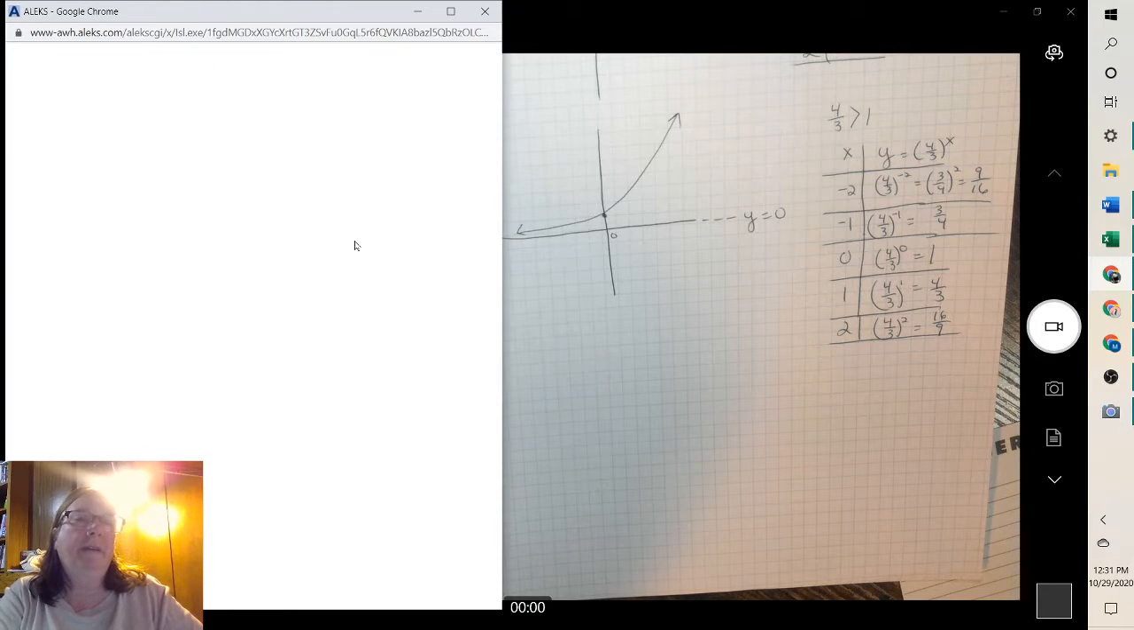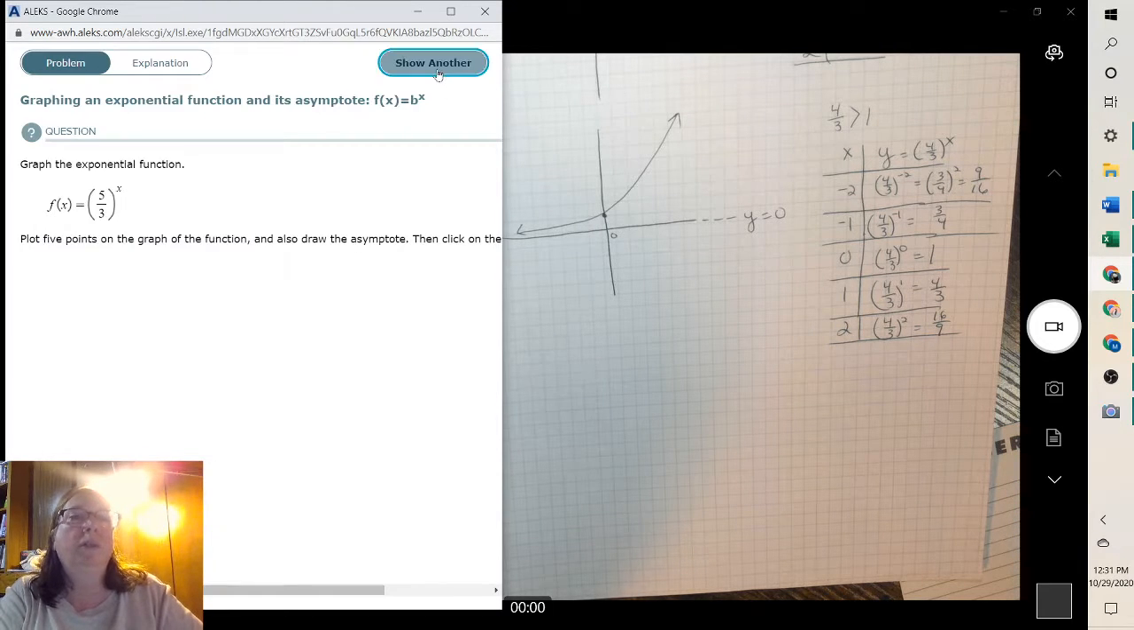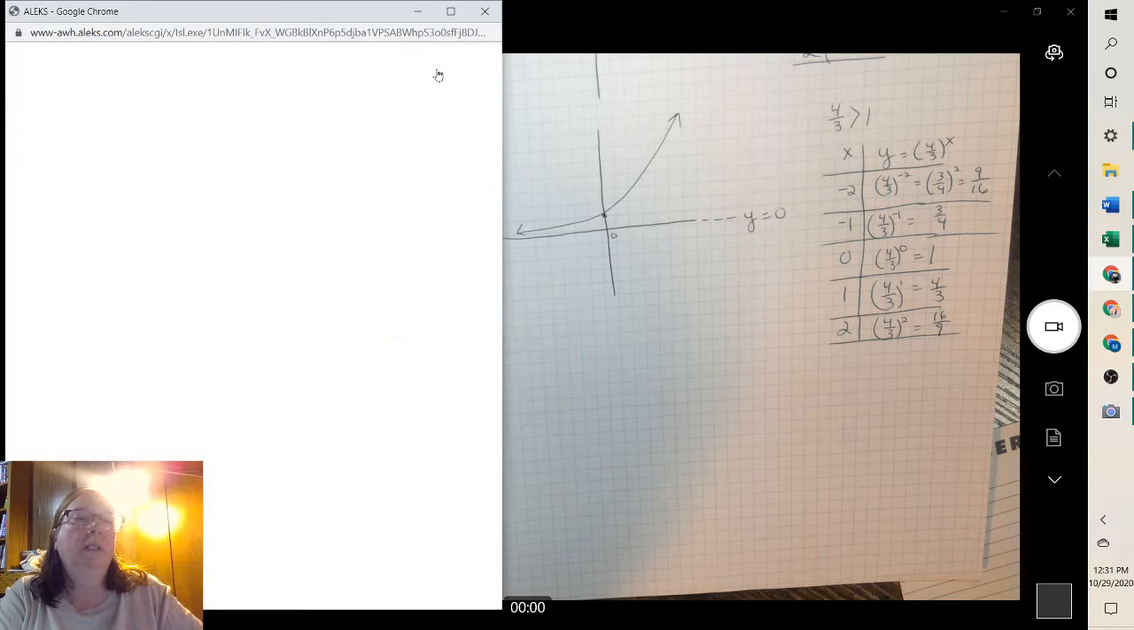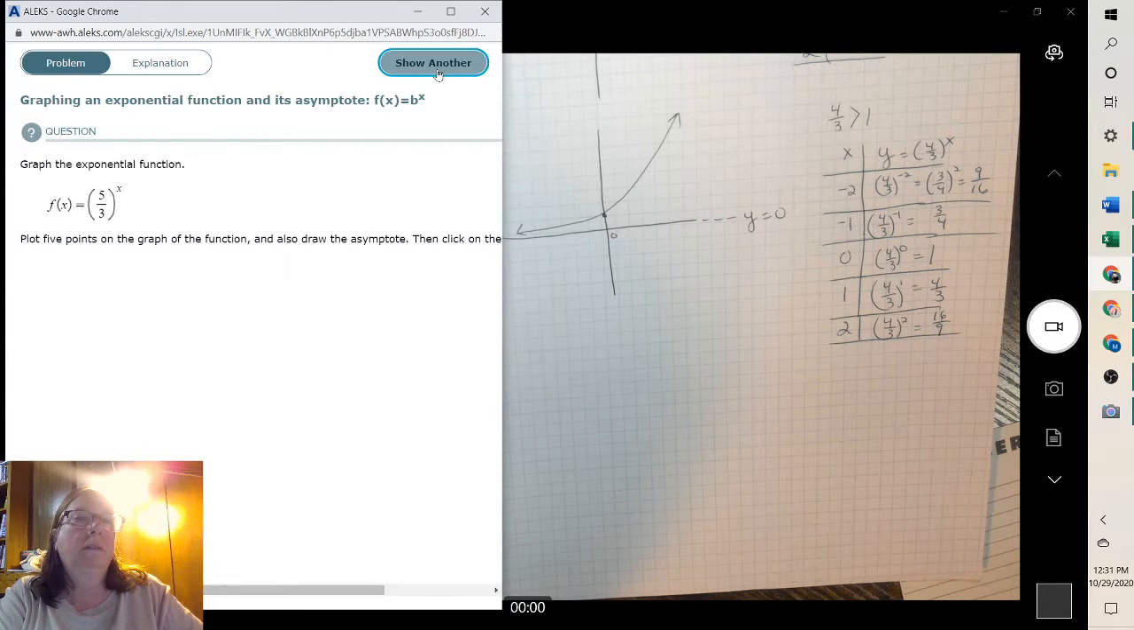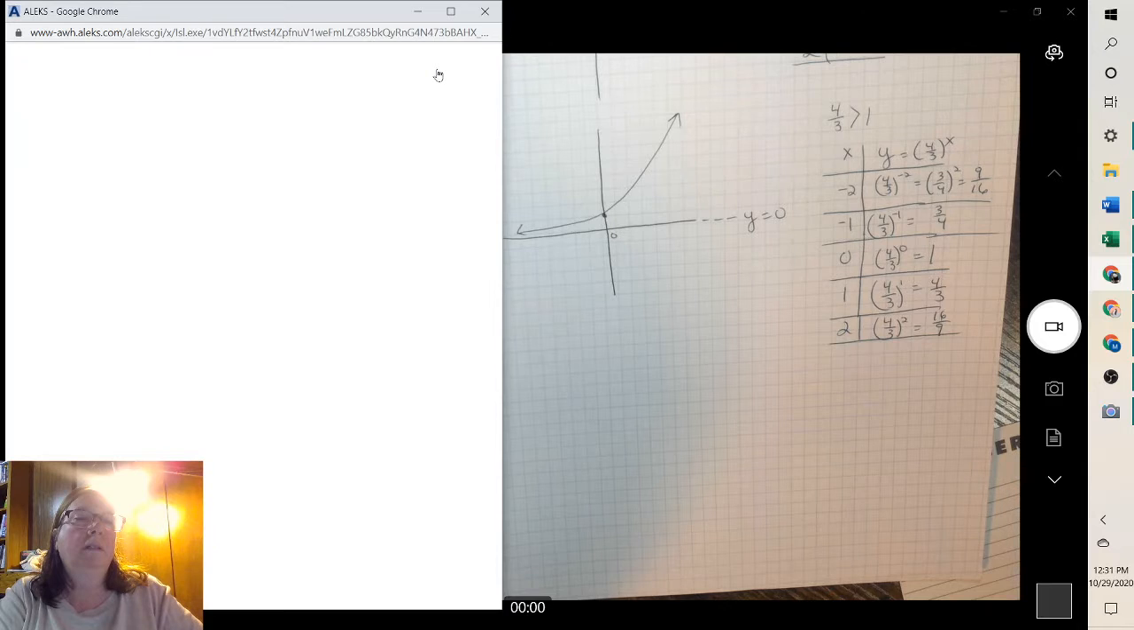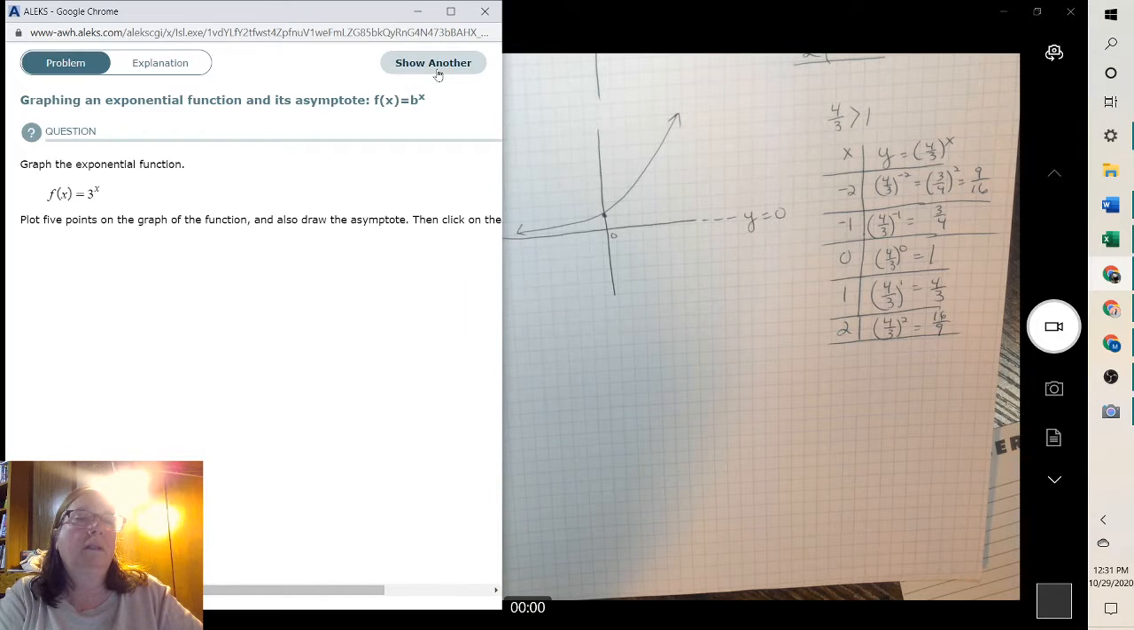I want to see if they have one that's shorter or less than 1. Come on. Oh.